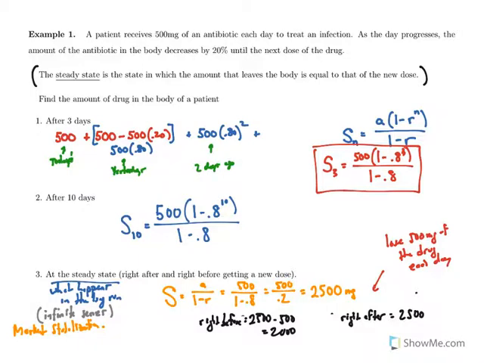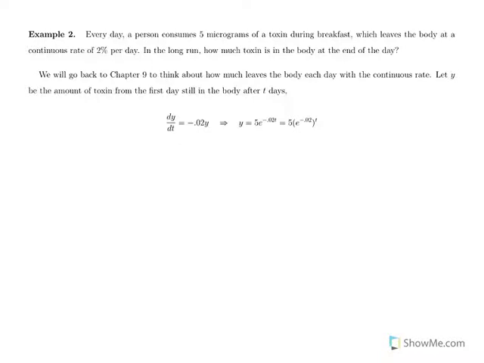This is really very similar to the market stabilization idea that we had in the previous video. All right, next we have every day a person consumes 5 micrograms of a toxin during breakfast in some way. Maybe it's what we're eating or whatever it is. And this is going to leave the body at a continuous rate of 2% per day. In the long run, how much toxin is in the body at the end of the day?